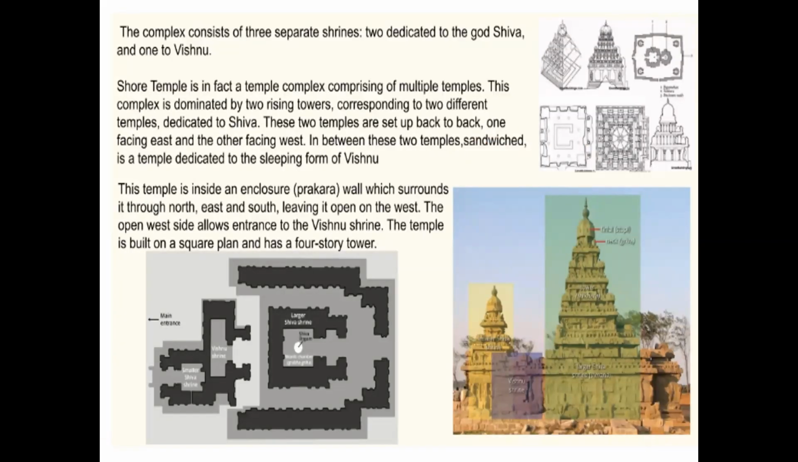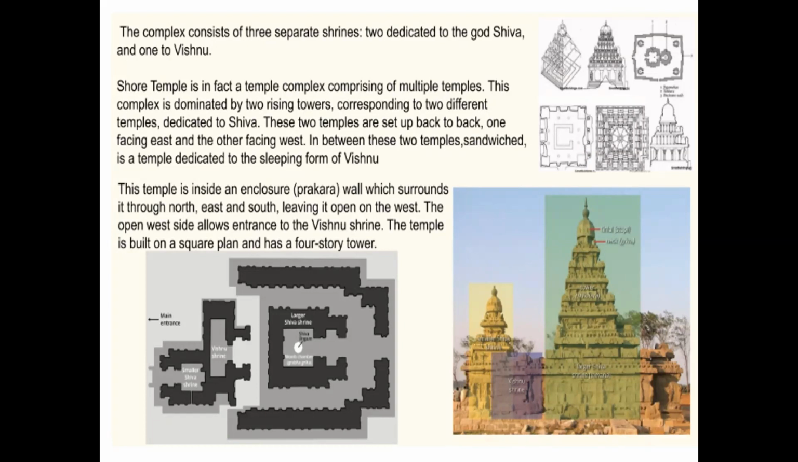The complex consists of 3 separate shrines, 2 dedicated to the god Shiva and 1 to Vishnu. The Shore Temple is in fact a temple complex comprising multiple temples. This complex is dominated by two rising towers corresponding to two different temples dedicated to Shiva. These two temples are set up back to back, one facing east and the other facing west. In between these two temples, sandwiched, is a temple dedicated to the sleeping form of Vishnu.